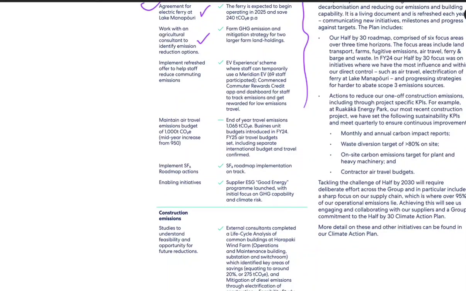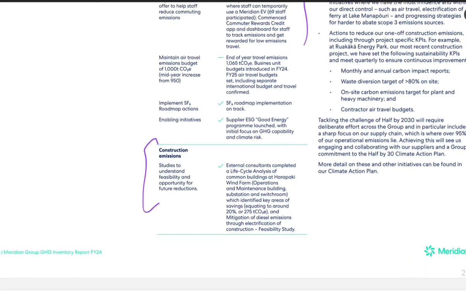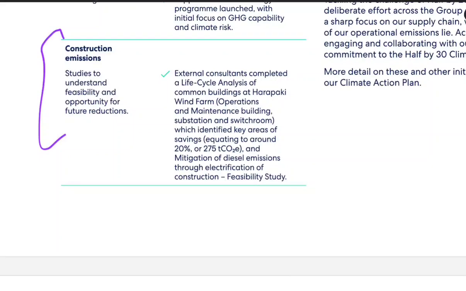Yes, they are focusing on EV, electric vehicles, SF6 roadmap implementation, supplier ESG, and a good energy program. So there are multiple initiatives accordingly. Construction emissions are also calculated. An external consultant completed an LCA approach for wind farm operation, maintenance, building, substation, and switchgear room, which identified key areas of saving of 20%, equating to the ground level.